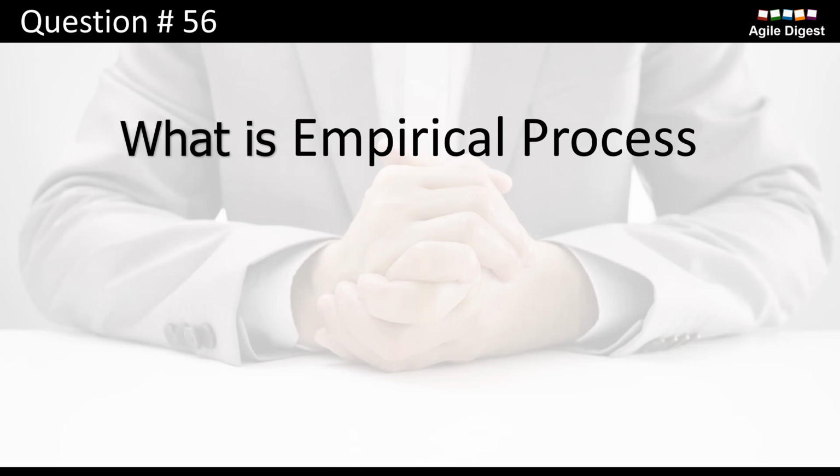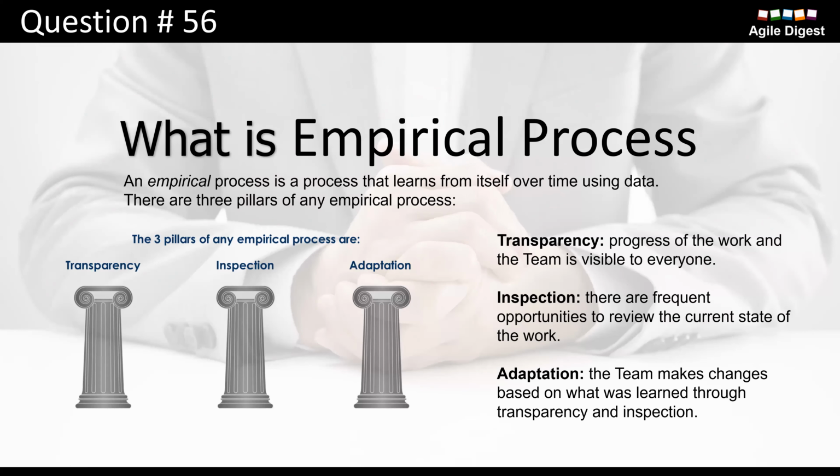So an empirical process control learns from itself over time using data. There are three pillars of any empirical process control: transparency, inspection, and adaptation. Just saying those names is not a good answer. Transparency means the progress of the work and the team is visible to everyone. Inspection means there are frequent opportunities to review the current state of the work. Adaptation means the team makes changes based on what was learned through transparency and inspection.